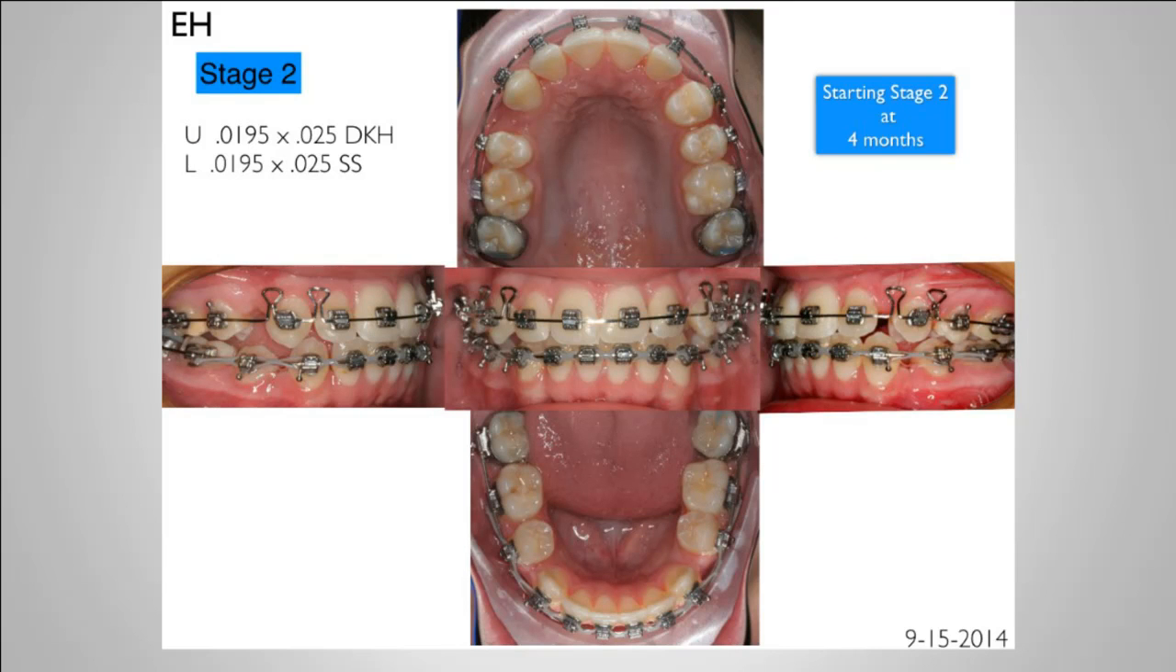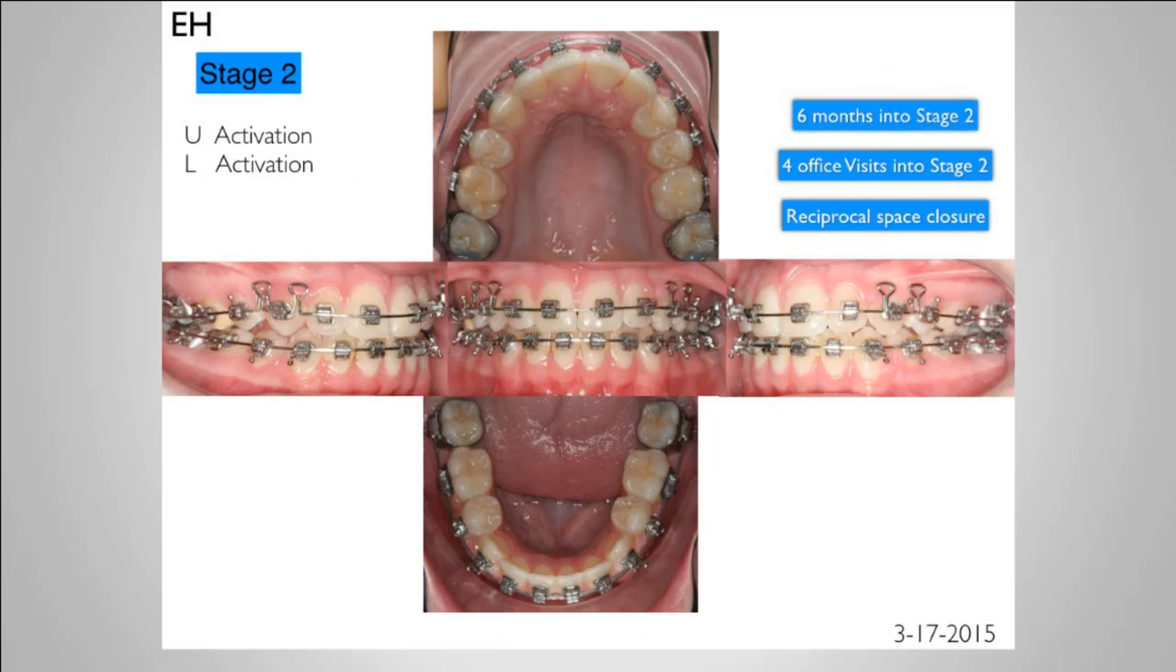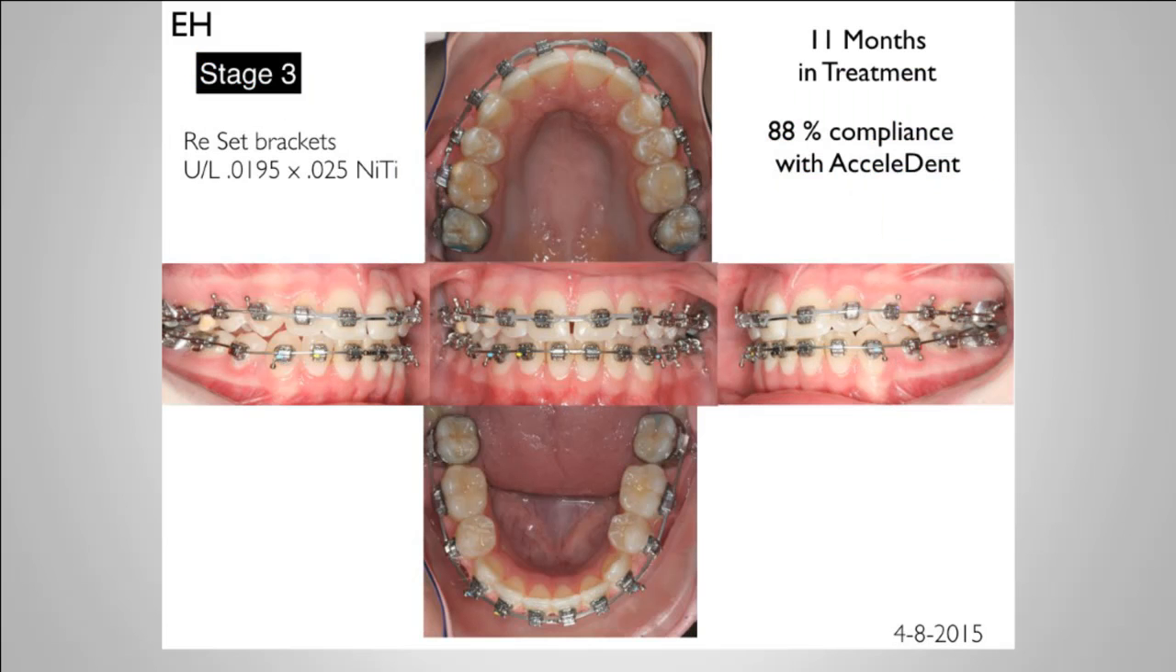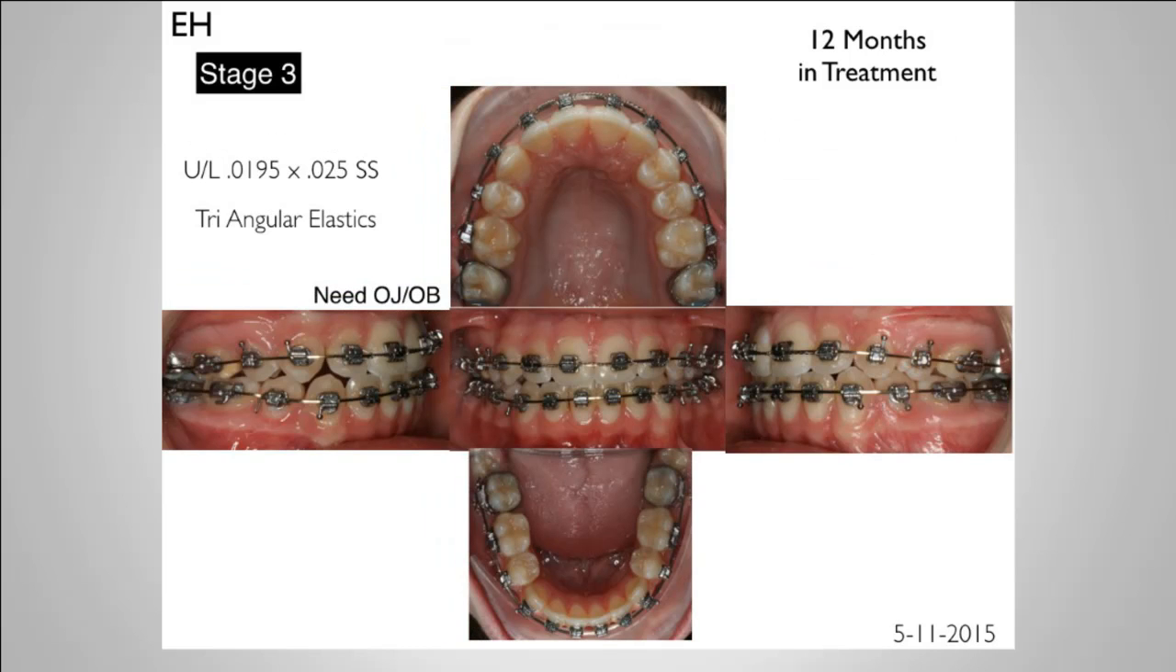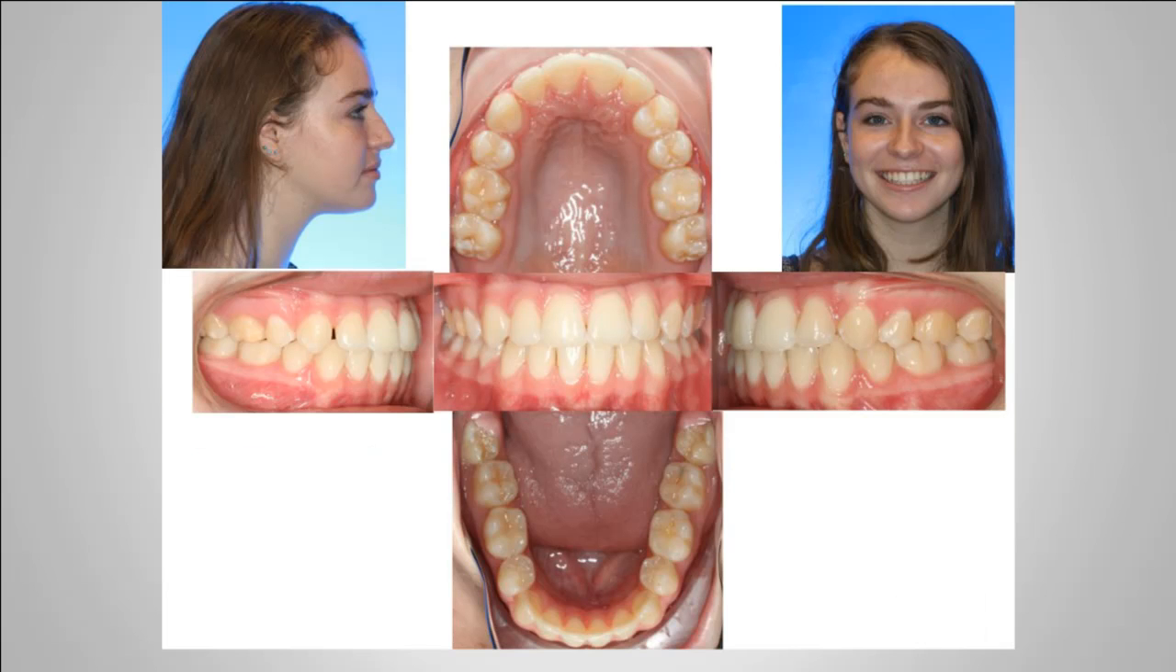Now, again, typically I would have NiTi springs so I could see the patient every 6 to 7 weeks. We're closing spaces, and as we're closing spaces, note the parallel occlusal planes of the maxillary arch and the mandibular arch as we're closing those spaces. 6 months in stage 2, 4 office visits. 88% compliance with Excelodent. Ready for stage 3 at 11 months. We reset brackets, largest nickel titanium wire in possible, use some triangular elastics as needed, and in 15 months we have this outcome.